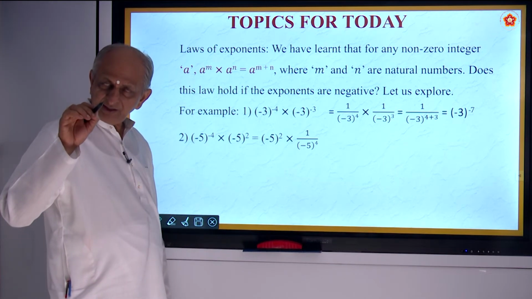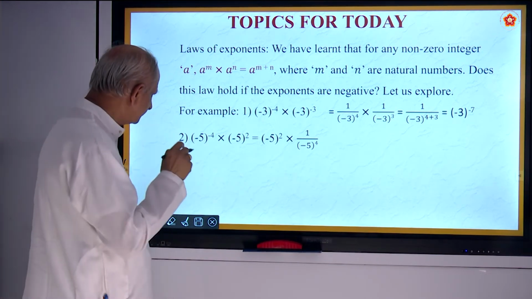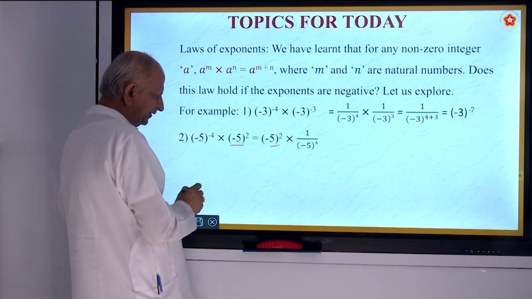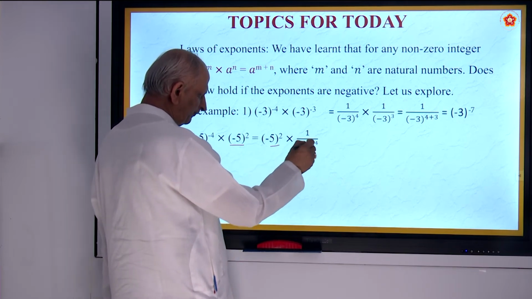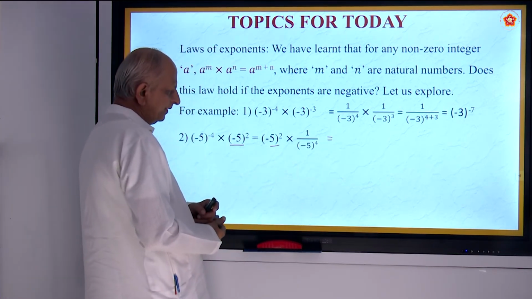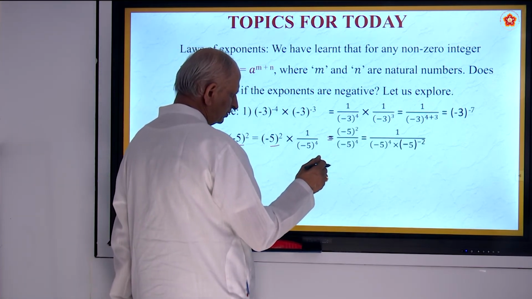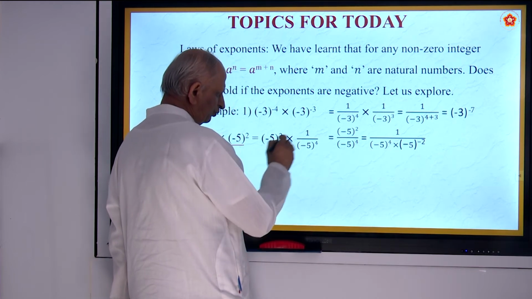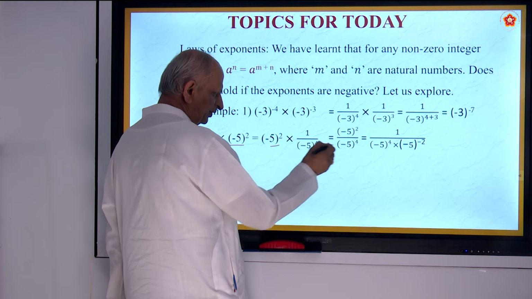Okay. Then the second example, minus 5 to the power of minus 4, minus 5 square. You can read it as minus 5 square or 5 to the power of 2. Both are same. So, here let us put this first. Minus 5 square into 1 by minus 5 to the power of 4. This will be equal to, come on, what's your answer? You have minus 5 square in the numerator divided by minus 5 to the power of 4.